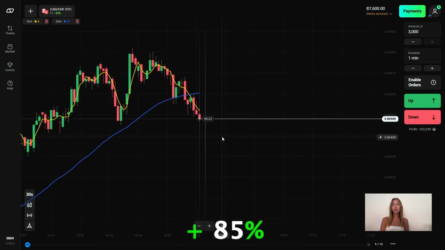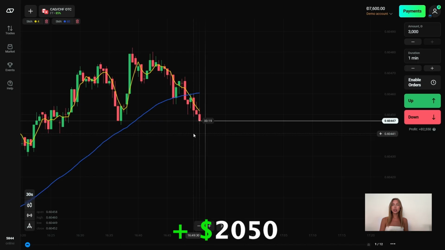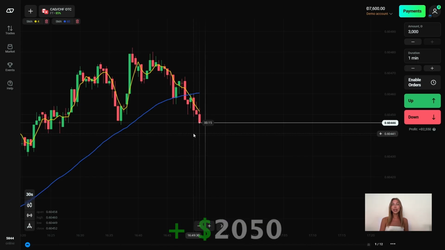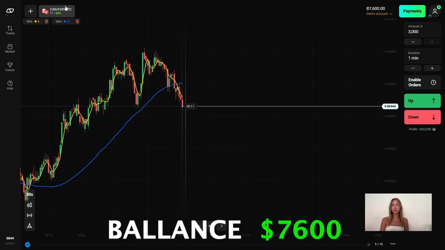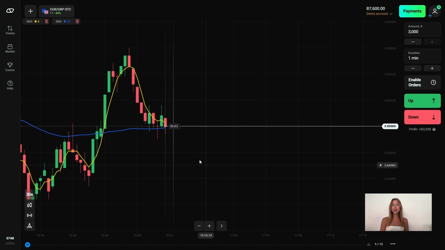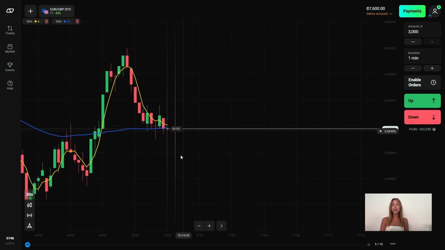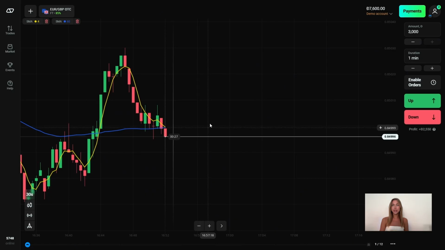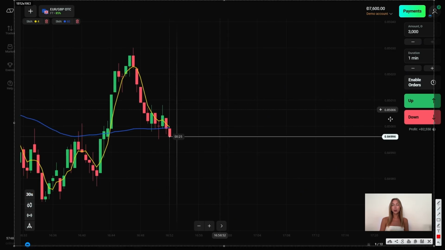My net profit from this trade was 85%, or 2,550. We're not stopping here, let's move on. Right now I see the formation of another crossover. It's quite possible that after the next candle closes, I will open another short position here. Let's see what we have here.